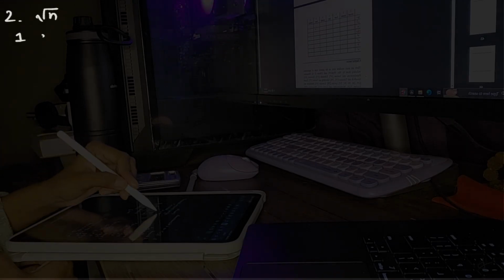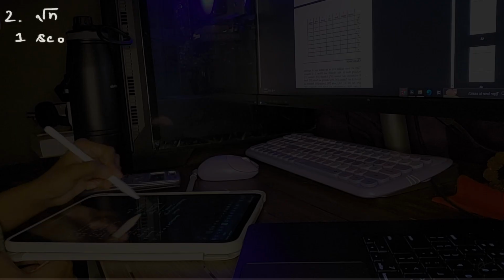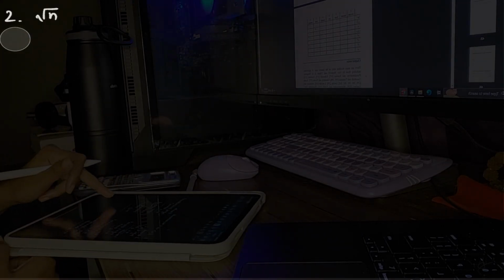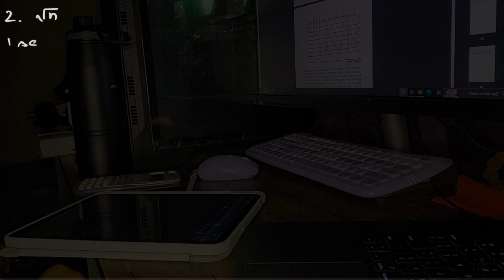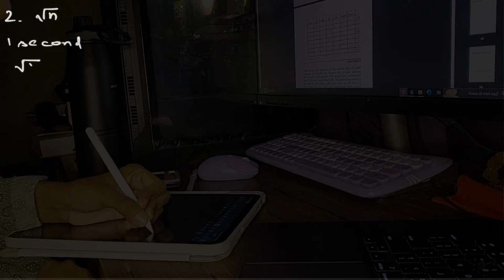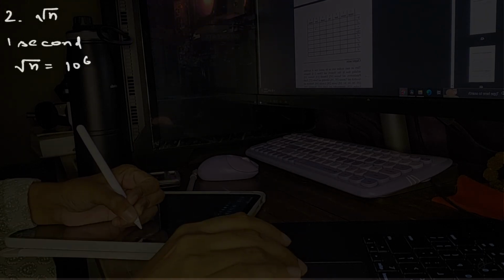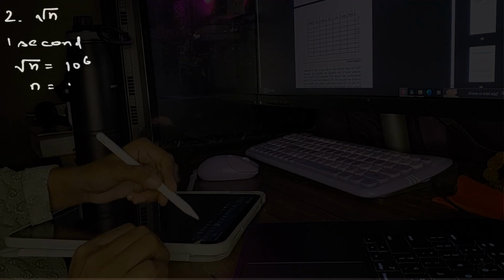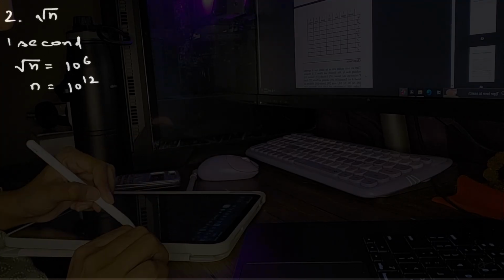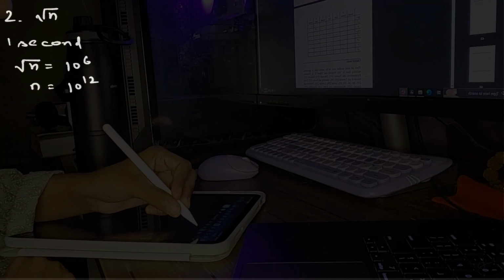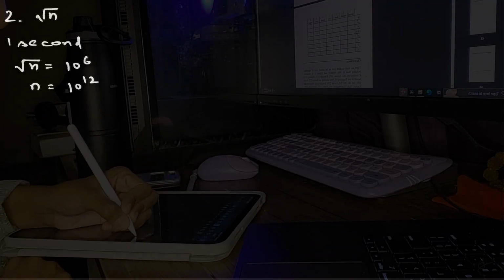Now we'll move on to the second row. So the second row is root n. First we'll solve for 1 second as usual. Root n takes 10 to the power of 6 microseconds. So n would be 10 to the power of 12. We are squaring on both the sides.